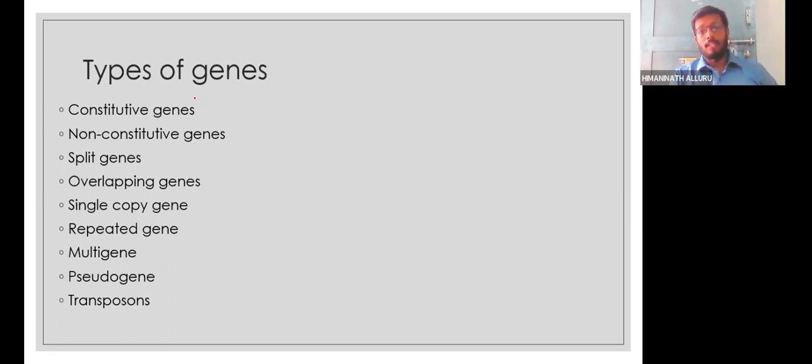Those genes we call a single copy gene. And repeated gene: the same gene will be repeated many times throughout the chromosome, so we call it a repeated gene. Multi-gene: a group of genes will work together to express some phenotype. One gene cannot do it all alone. A group of genes which are more or less similar will be expressing a character. Pseudogene, which is not actually going to express anything.